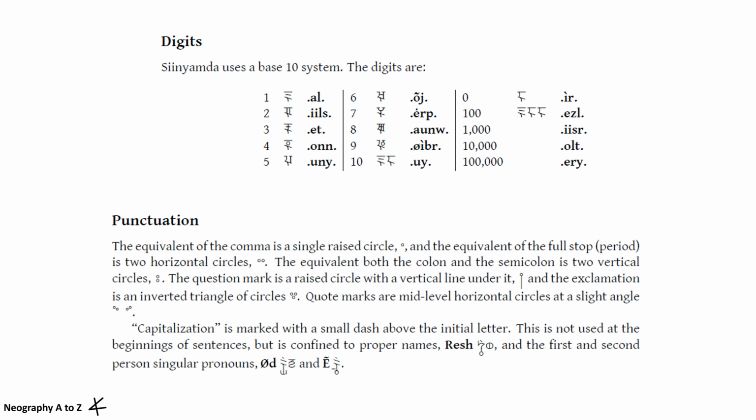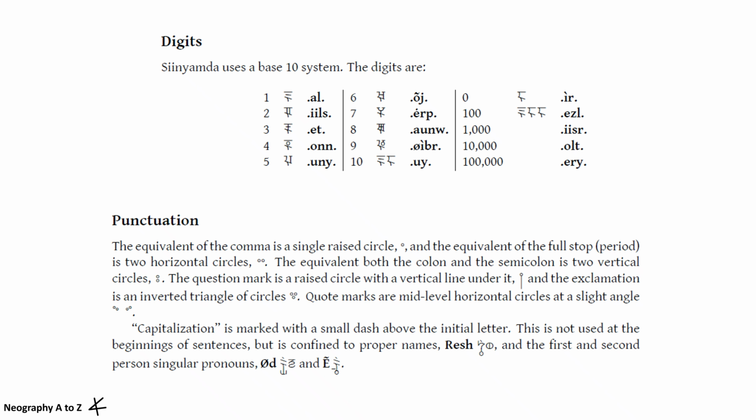Sinyamda uses a base 10 system, so the digits aren't necessarily anything special. However, they do add a bit of naturalism to the overall writing system. The punctuation, quote, the equivalent of the comma is a single raised circle, and the equivalent of the full stop or period is two horizontal circles. The equivalent both of the colon and the semicolon is two vertical circles. The question mark is a raised circle with a vertical line underneath it, and the exclamation is an inverted triangle of circles. Quotes are mid-level horizontal circles at a slight angle.